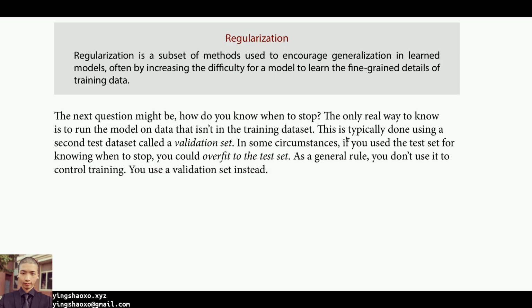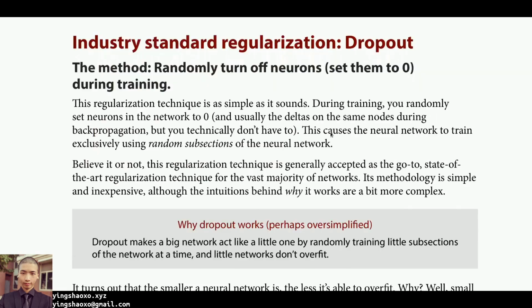This is typically done using a second test dataset called a validation set. In some circumstances, if you used the test sets for knowing when to stop, you could overfit to the test set. As a general rule, you don't use it to control training. You use a validation set instead.